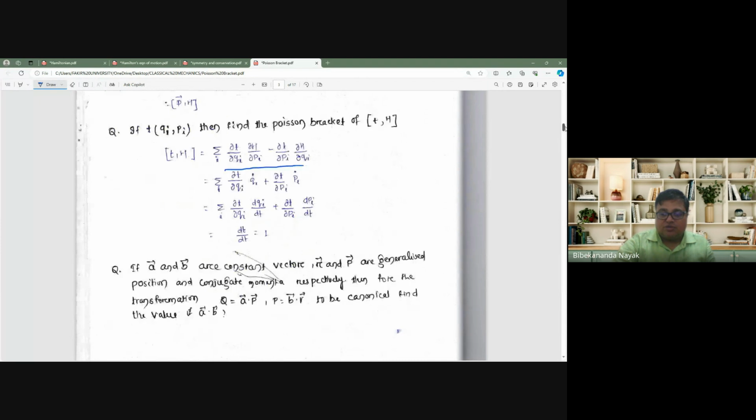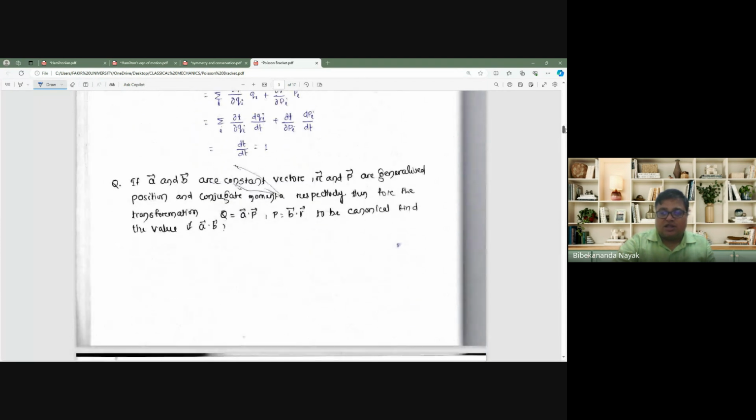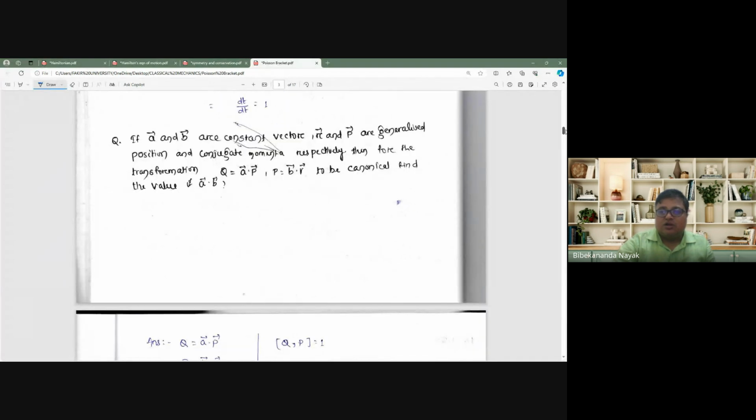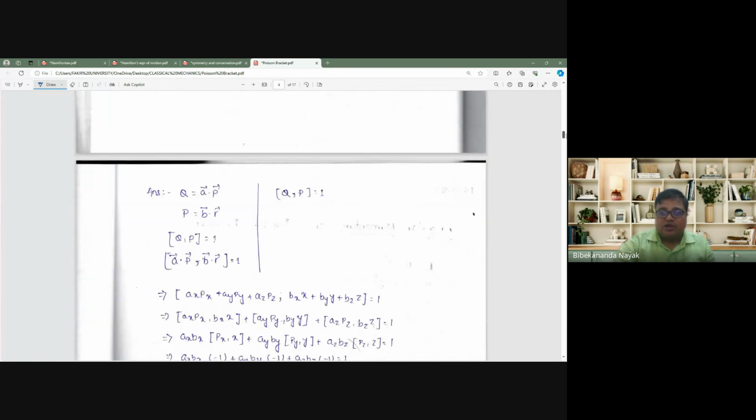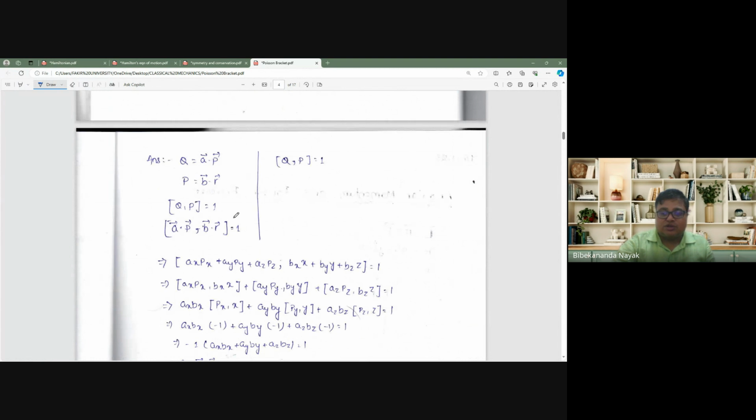The problem: if a, b are constant vectors, r, p generally, then find. Well, let us do this type of problem. If q is equal to a dot p, p is equal to b dot r, are canonical, then find the value of a dot b. If these are canonical, the Poisson bracket is 1.